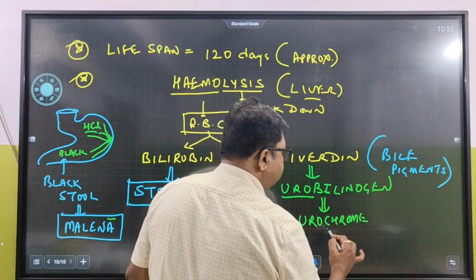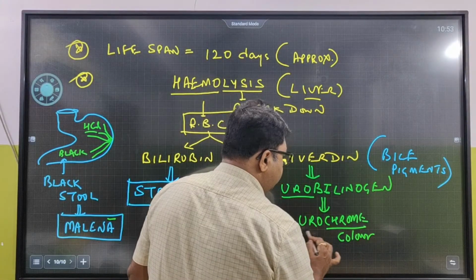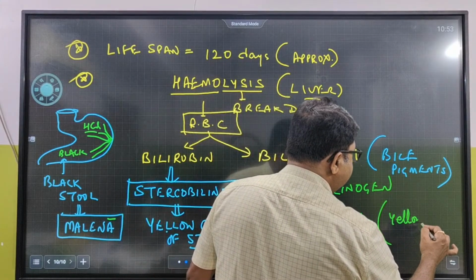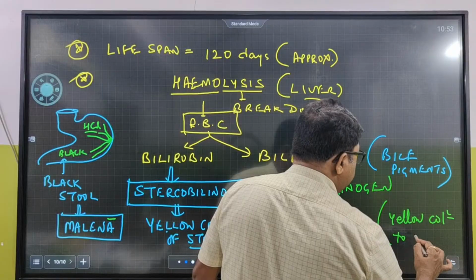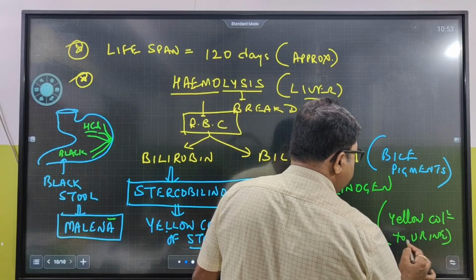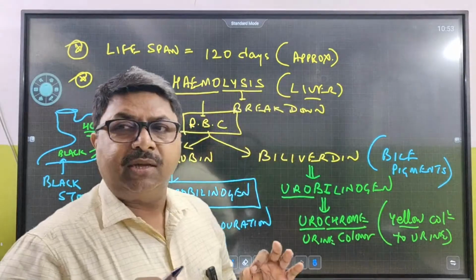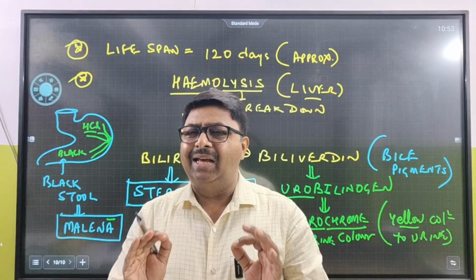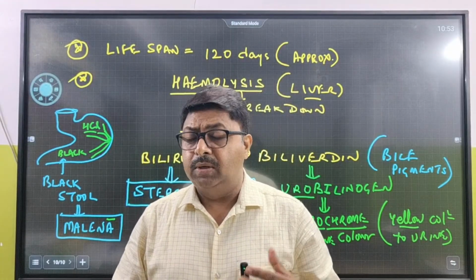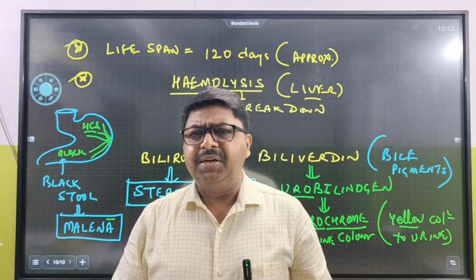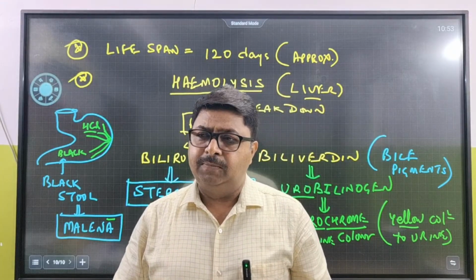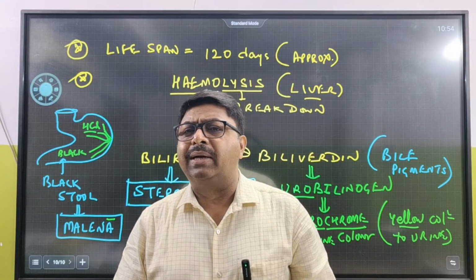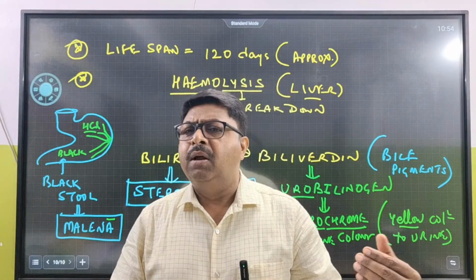Now, what is the meaning of chrome? Chrome means color. Uro means urine. So it provides yellow coloration to urine. Again, let me tell you, is yellow color of urine normal or abnormal? It's normal. It's normally pale yellow. Now, if it becomes deep yellow, then definitely the body has been dehydrated. That problem can be solved by having a good amount of water intake.